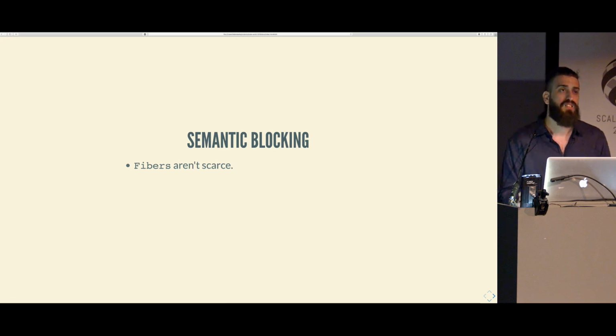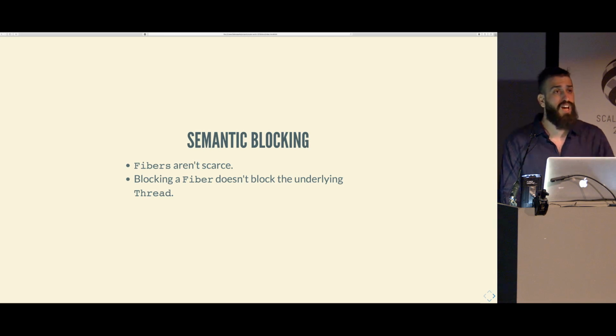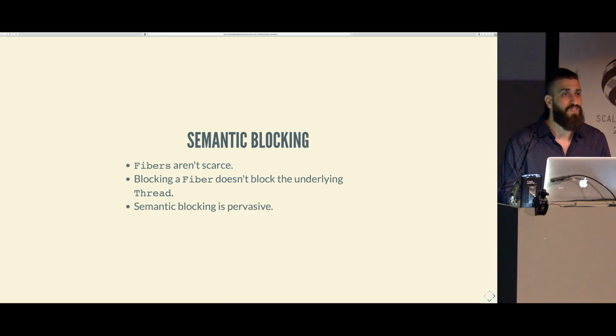So fibers aren't scarce. We see that fibers are actually very lightweight because the OS doesn't have to create this huge context for them. And because they aren't scarce, and because blocking a fiber does not block the underlying thread, right? You just suspend the fiber and the thread does other things, then blocking a fiber is perfectly fine. And we call this kind of blocking semantic blocking or asynchronous blocking. We just mean that we're blocking a fiber and not a JVM thread.